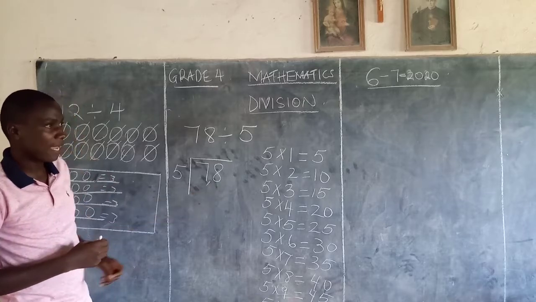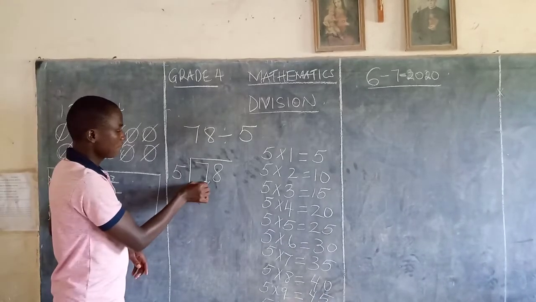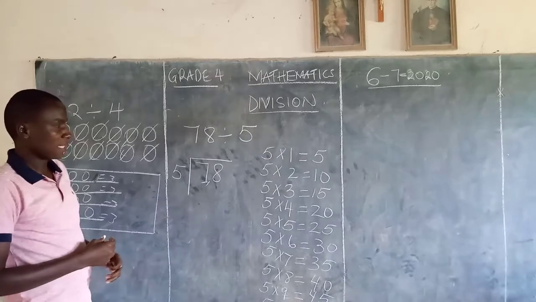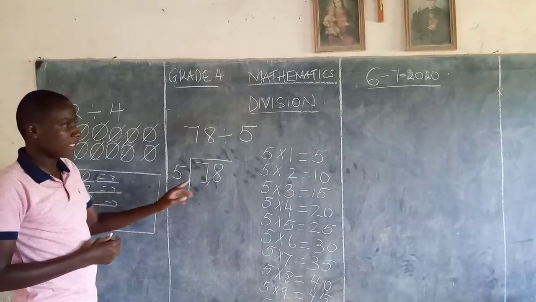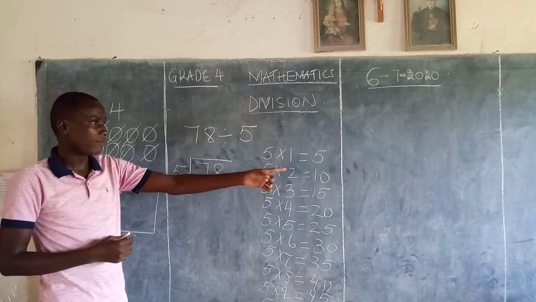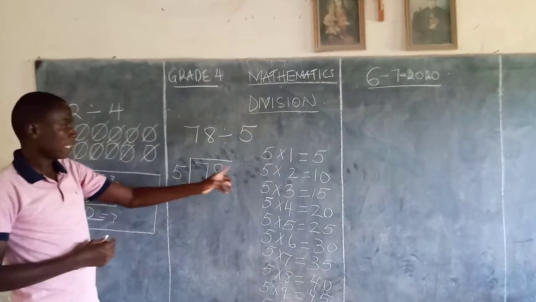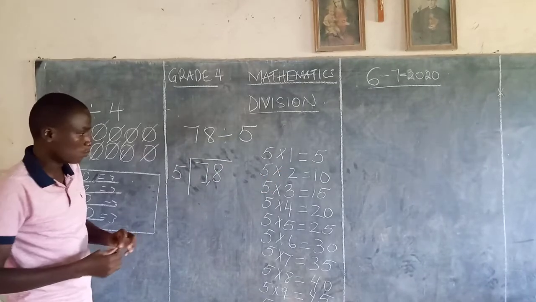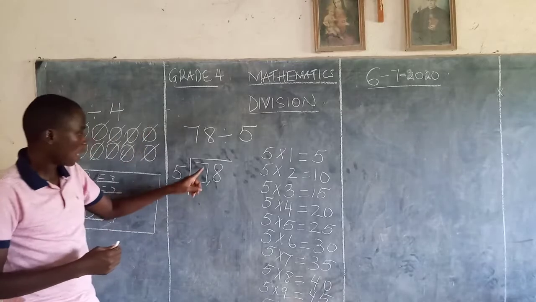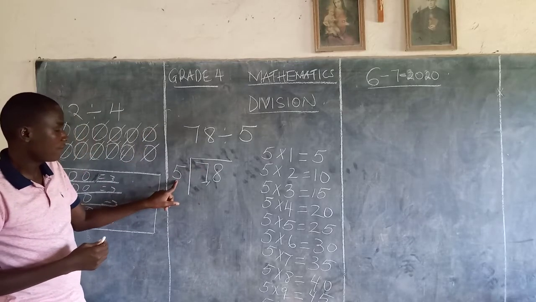Look at the first number. The first number is 7. 7 is bigger than 5. If it is bigger than 5, you proceed on dividing directly. If it is less, I'll guide you as we move on with your studies. So our number 7 is bigger than 5.